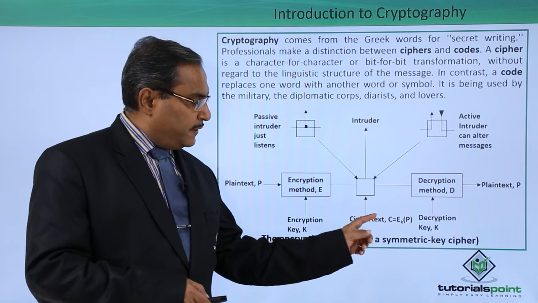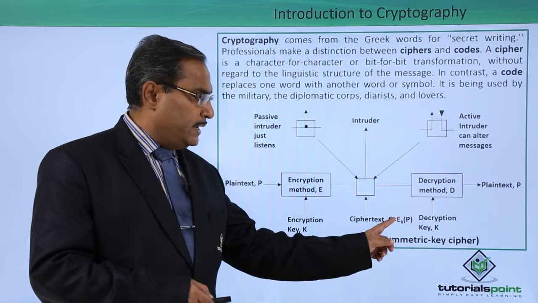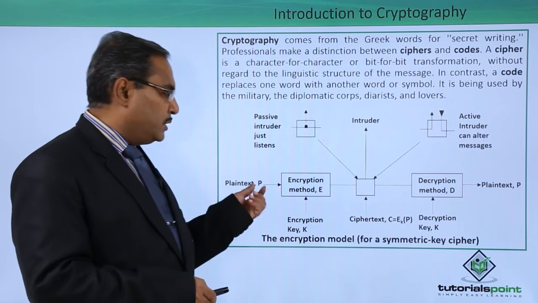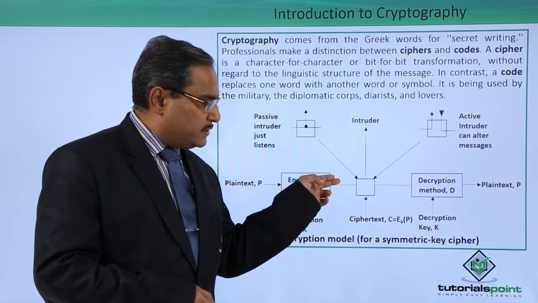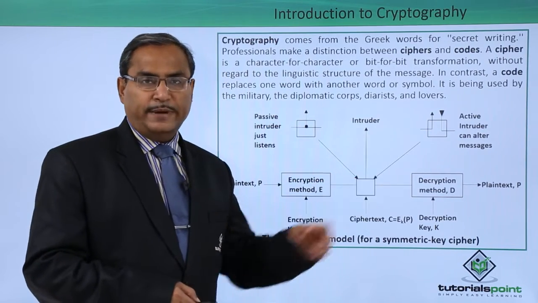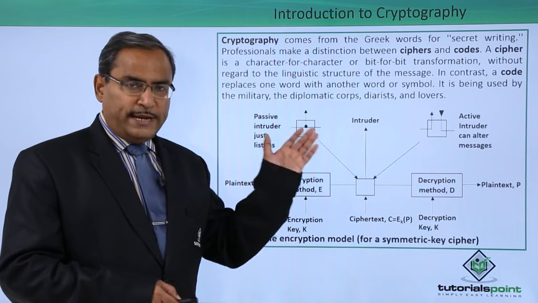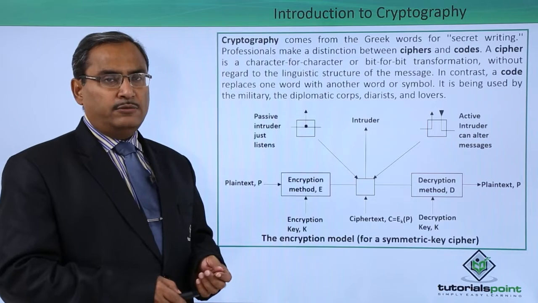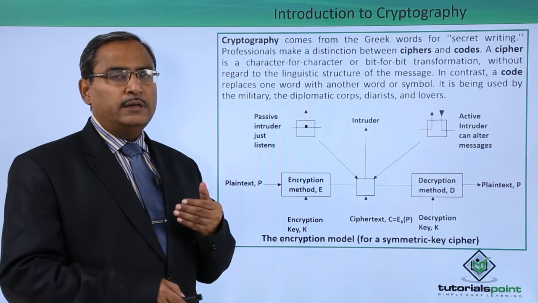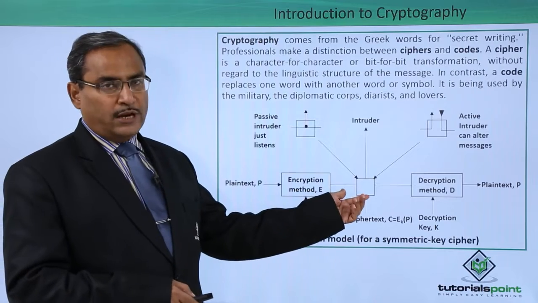How? The ciphertext C is equal to EK(P), where P stands for the plain text. Now this ciphertext will be transferred over the transmission media. Intruders are there. These intruders will try to read the ciphertext and get the meaning of the plain text from it. So, they will try to decode it.